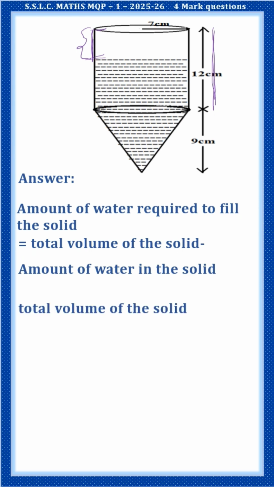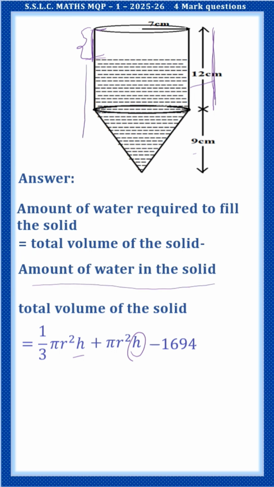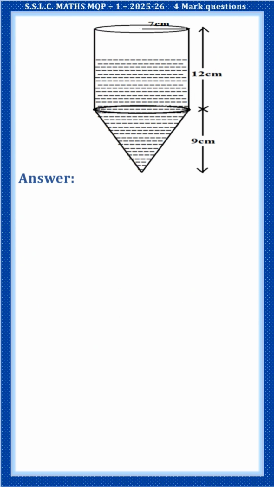Total amount of the solid we know: 1 by 3 pi r square h plus pi r square h. Here height is 12 centimeter, here height is 9 centimeter. You have to apply the values, minus 1694. That means the amount of water in the solid up to this height. But more easily we can calculate the value like this.